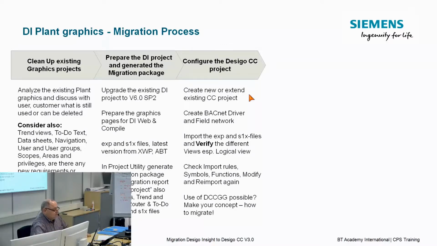Okay. So create a BACnet driver. This is the same workflow as you do in just a standard new Desigo CC project. You create a BACnet driver. You create the field networks. And then you import the CBIC files.